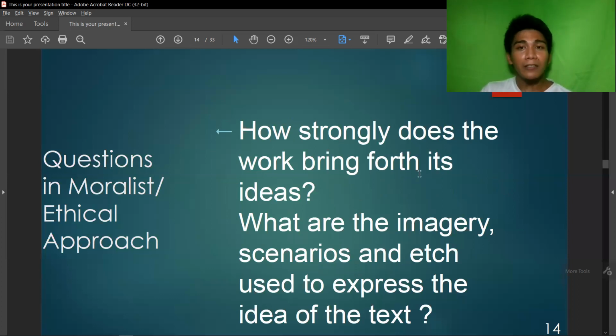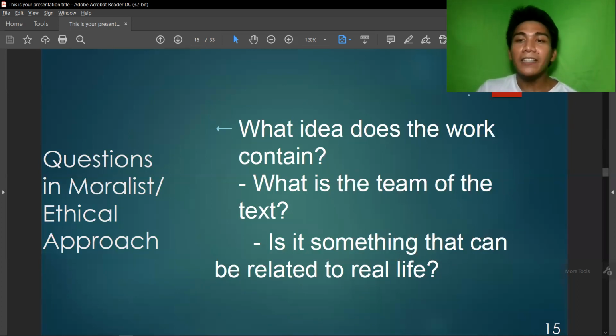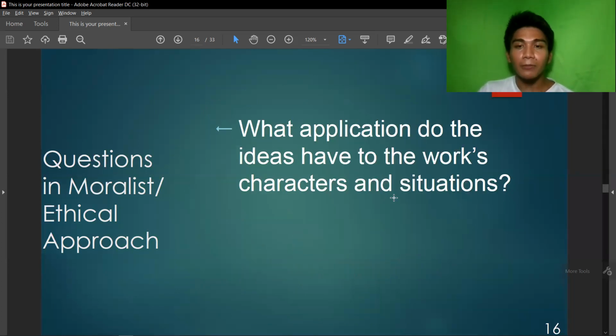Next one, how strongly does the work bring forth its ideas? What are the imagery, scenarios, etc. used to express the idea of the text? What scenarios, imagery, and situations were used to show morality? Okay. What idea does the work contain? What is the theme?